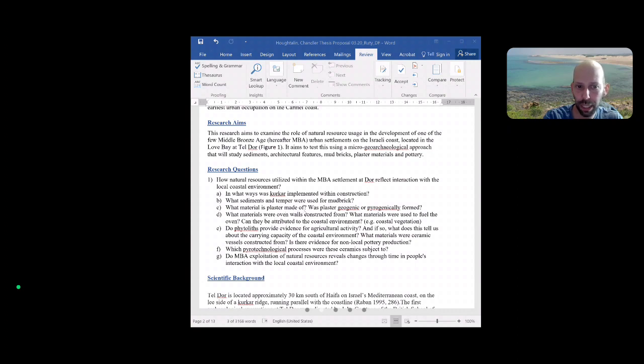What material is the plaster made of? Is it geogenic? Is it pyrogenic? What materials were the oven walls constructed from? How did they fuel the oven? Did they use coastal vegetation? Here, specifically, phytoliths, so you can already understand which type of methodology it's going to use. It's going to do phytolith analysis and so on. What pyrotechnology were these ceramics subjected to? So when in the beginning you say I'm going to study sediments, architectural features, mud brick, plaster materials, and pottery, here it's really detailed.